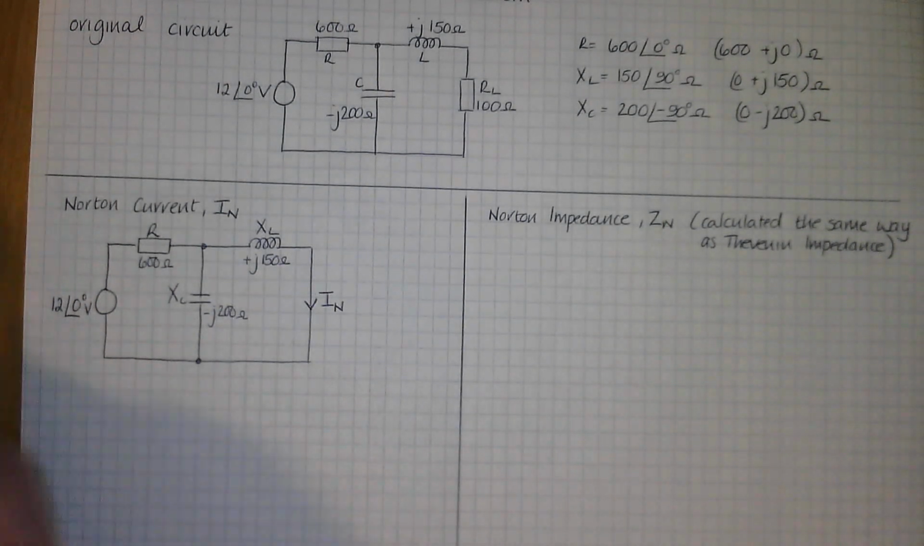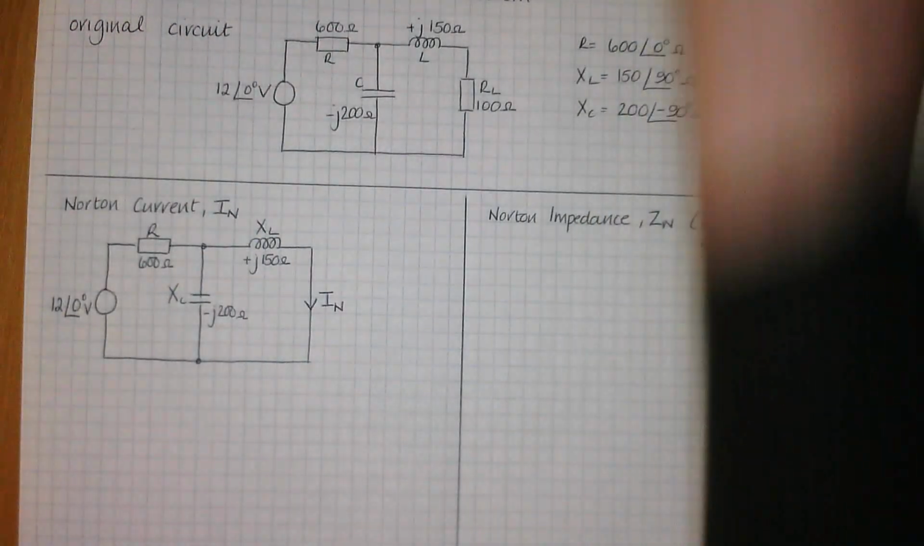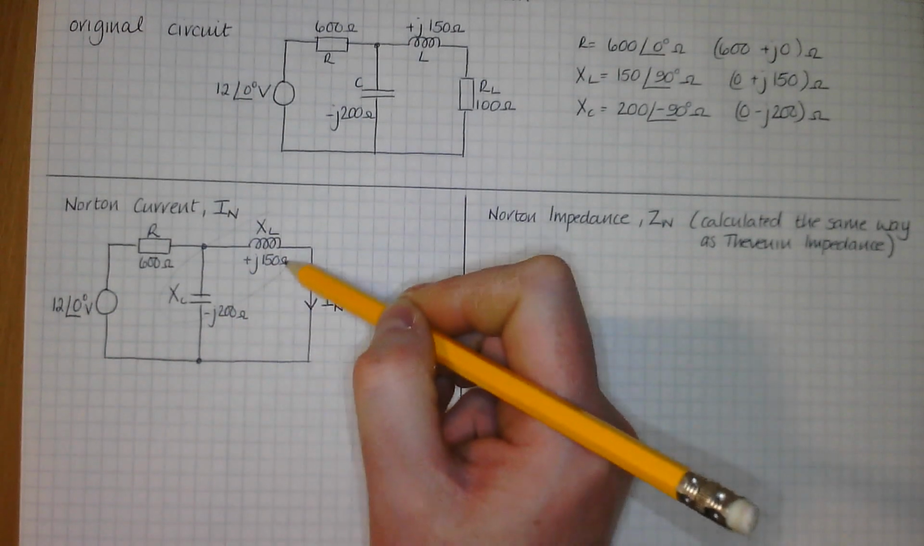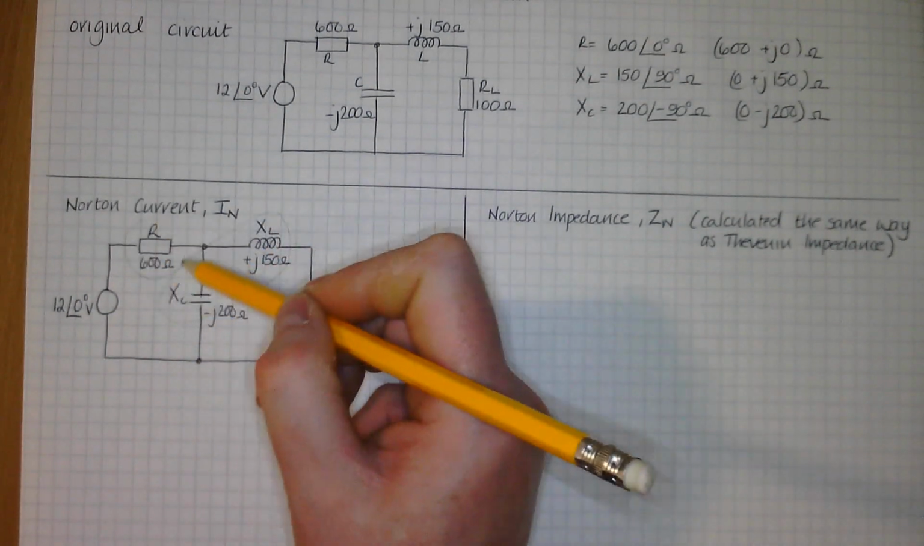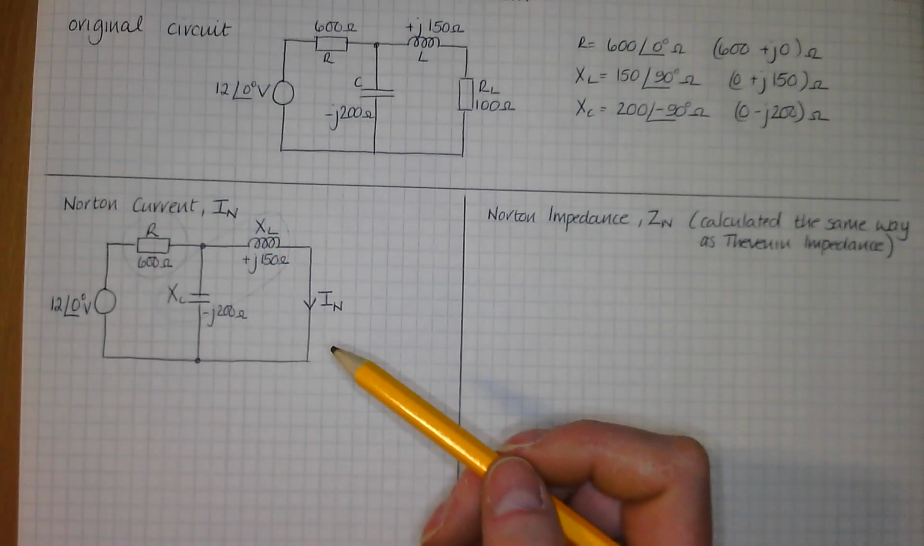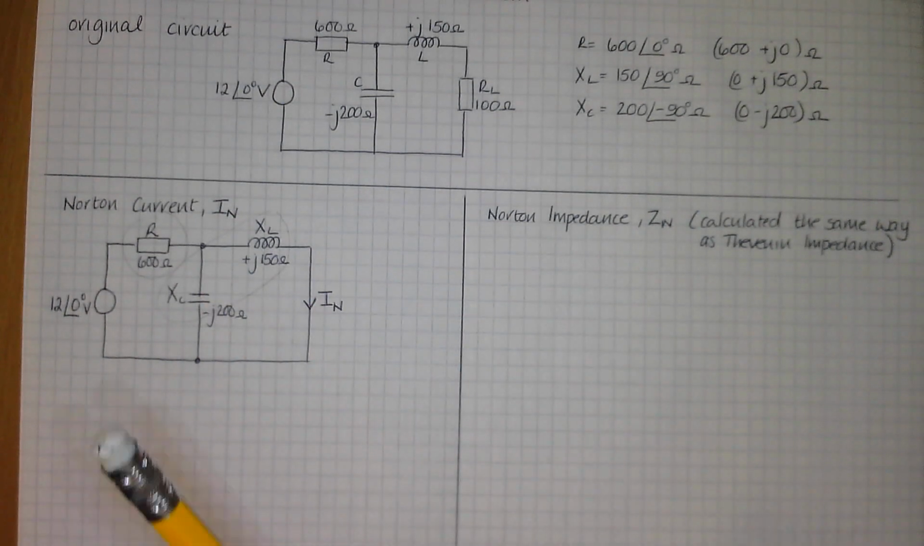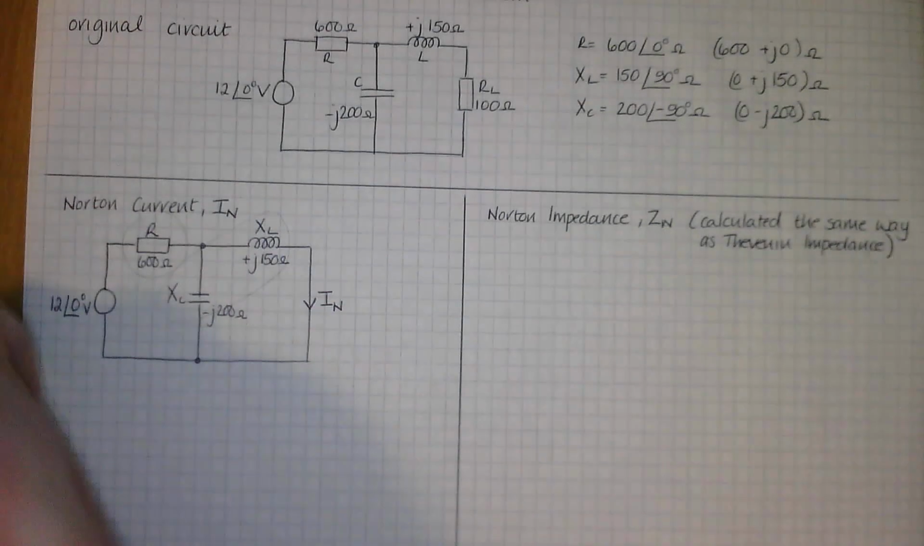So what you could do is take this parallel part here, which is this and this in parallel, isn't it? Then add on this, and that would get you the total impedance. From the total impedance you could get the total current, and then you could use a current divider to get IN. You could do that.